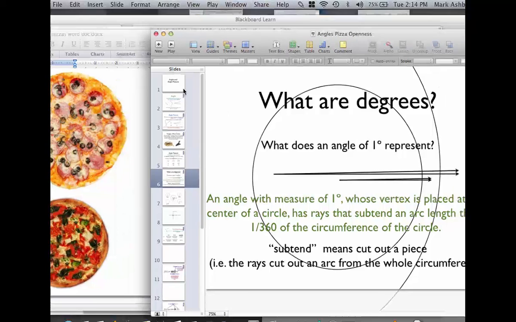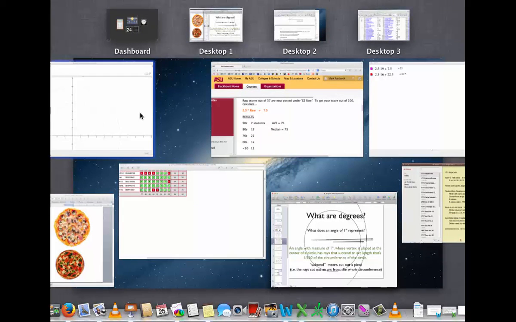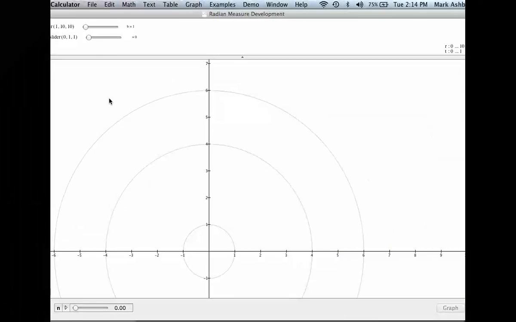Okay, so that's degrees. Let's look at a different way to put a number on angles. So degrees isn't the only thing. So let's look at a different way.